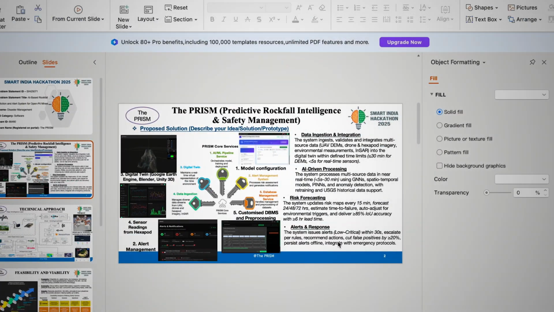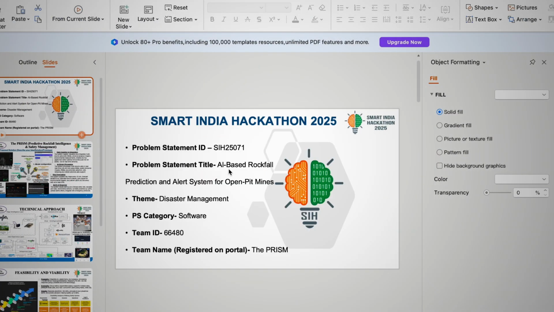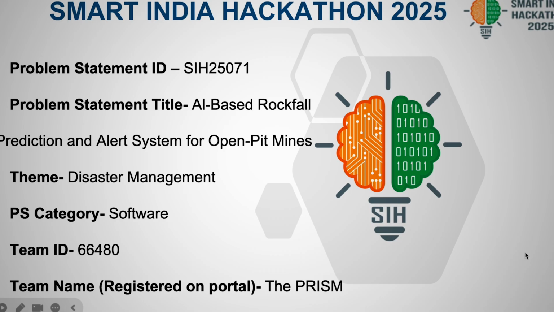Hello everyone, we are team PRISM and I will demonstrate our problem statement, which is an AI based rockfall prediction system and alert system for open pit mines. Our theme is disaster management and we are working for the Ministry of Mines.